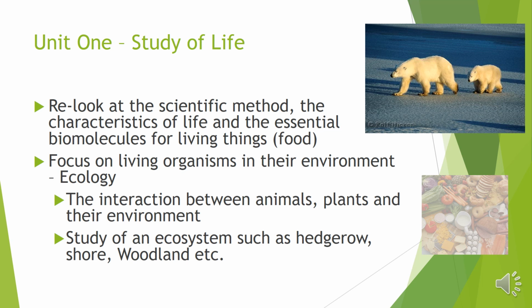Unit 1 is the study of life, so we will really look at stuff from the junior cycles, such as the scientific method, the characteristics of life, food, and ecology, which has already been covered, but we go more in depth into that, looking at the interactions between animals and plants, then animals and plants and their environment as well. There is a field study aspect of this where we go out of the school and look at plants and animals in their environment and take notes and do quite a detailed analysis of an ecosystem.